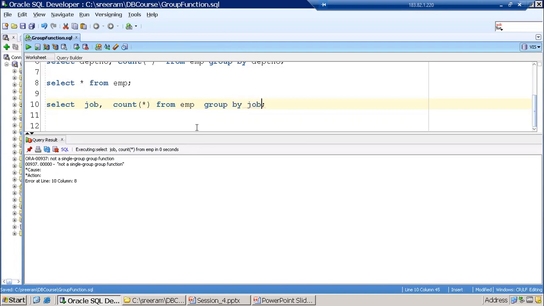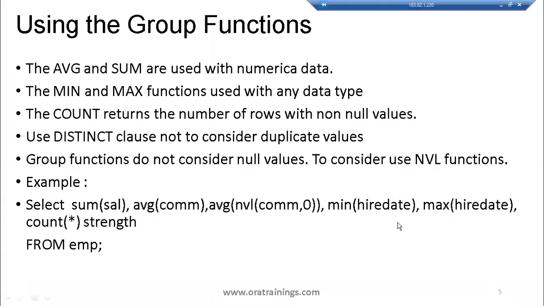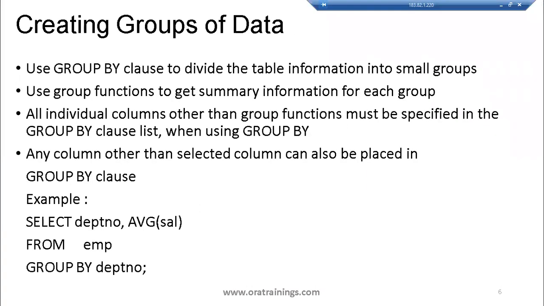I have to mention group by job like this. So now I'll get data like this. For each particular job, I'm getting the number of employees. And similarly, you can find out the minimum, maximum, average, many things. There are a number of variations you can use.